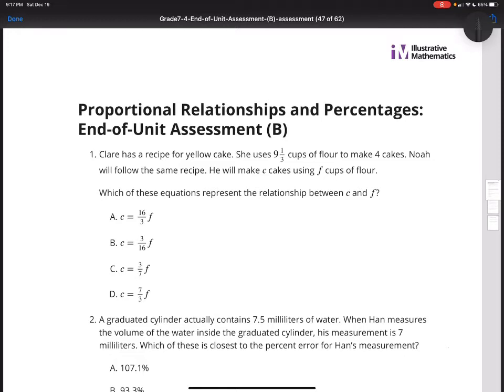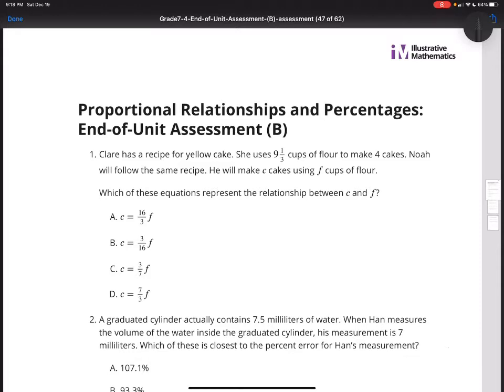Alright, so jumping into this review, we're looking at question 1. It says Claire has a recipe for a yellow cake. She uses 9 1/3 cups of flour to make 4 cakes. Noah will follow the same recipe. He will make C cakes using F cups of flour. Which of these equations represent a proportional relationship between C and F?